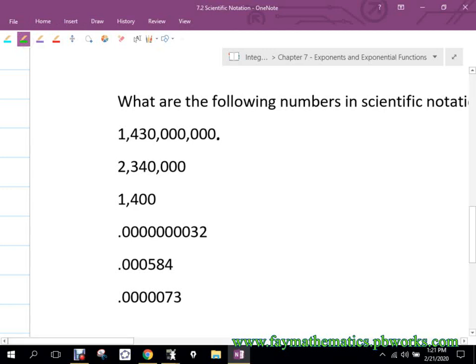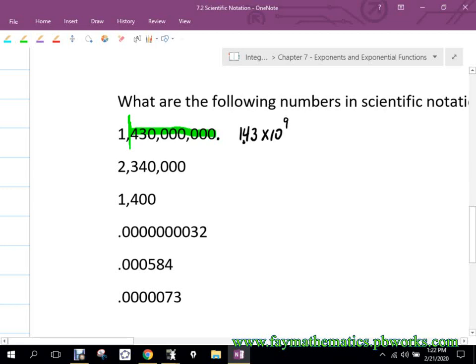How many decimal places do I need to move so that the decimal stops between the 1 and the 4? You need to move it 9. So you would write this number as 1.43 times 10 to the 9th, okay?